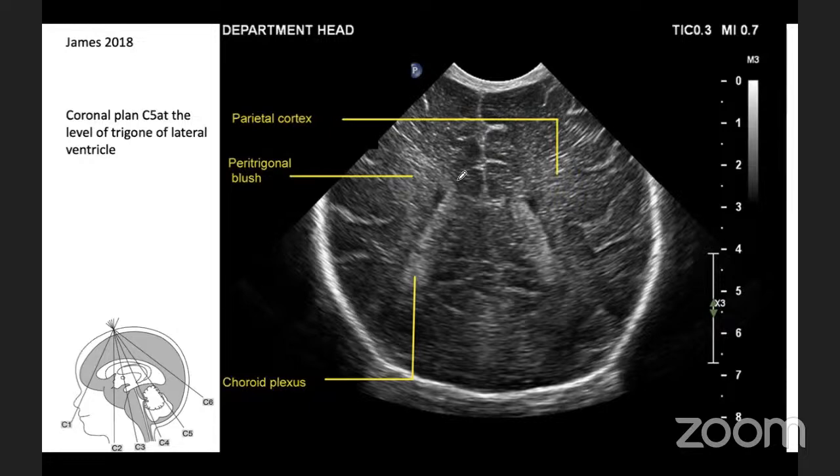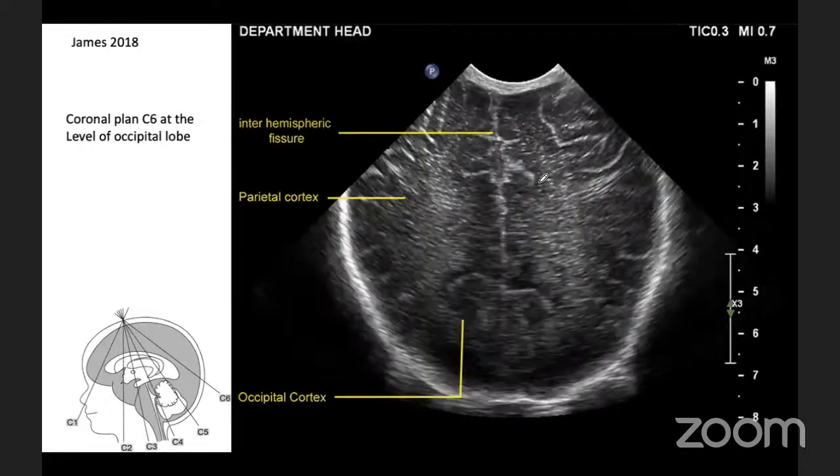And this is the parietal cortex. So this view you will see when there is periventricular leukomalacia, you will find those cystic structures. But the normal brain appears like this. And finally, C6 at the level of the occipital lobe, you will find the interhemispheric fissure, parietal cortex, and the occipital cortex. This view is important also for PVL.